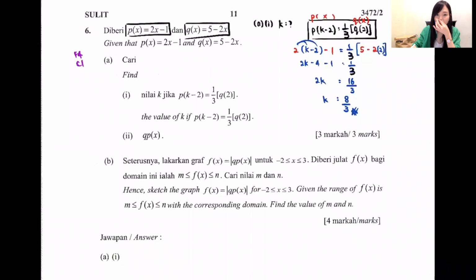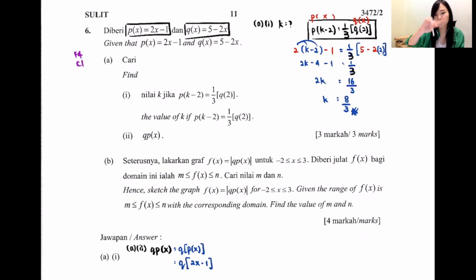Let's go on with A2. A2, they want us to find qp(x). No space, right? I write here, A2. They want me to find qp(x). So quite obvious, this is two functions combined together. We call it a composite function. Composite function, first step, we always separate it. After we separate it, we will sub p(x) inside. So p(x), you look up, it's 2x minus 1. So guys, we will sub 2x minus 1.